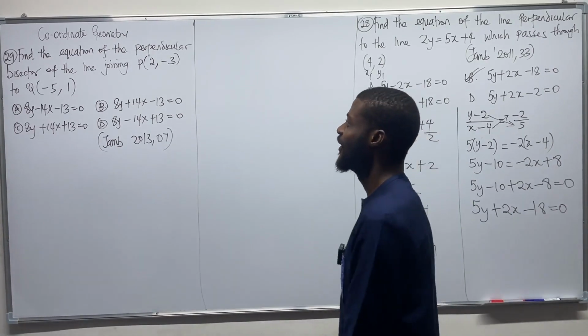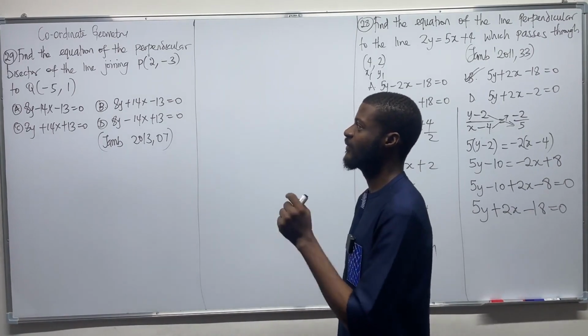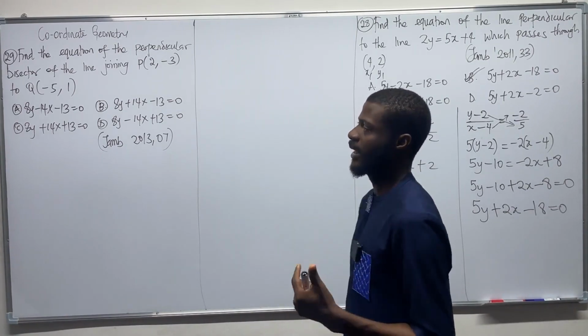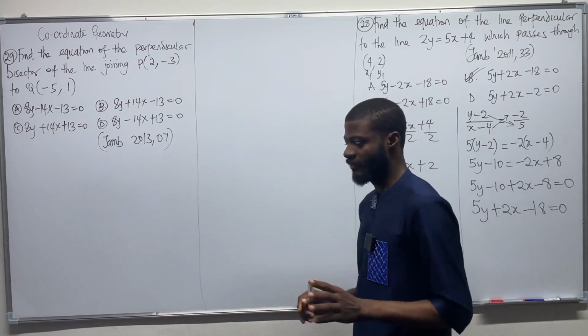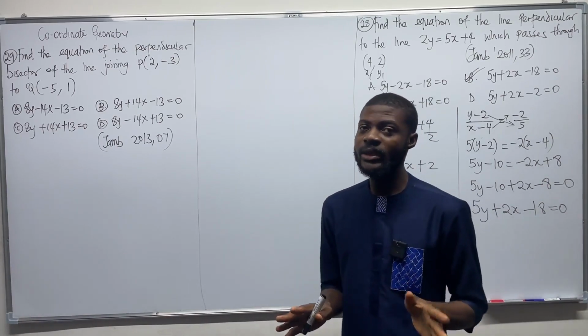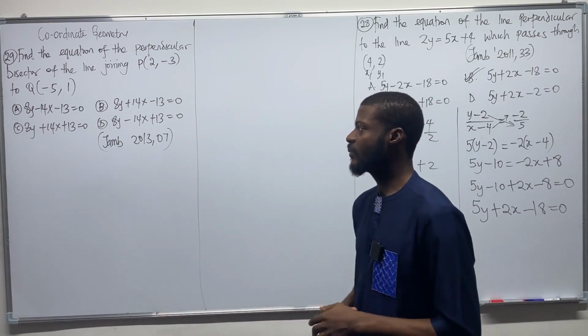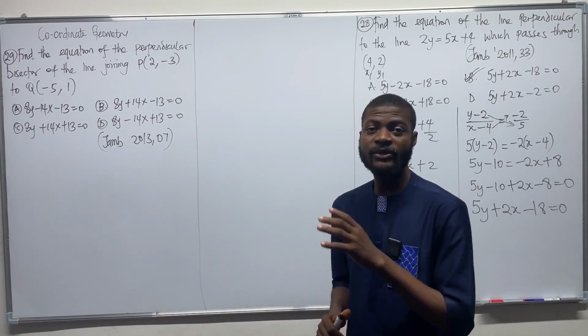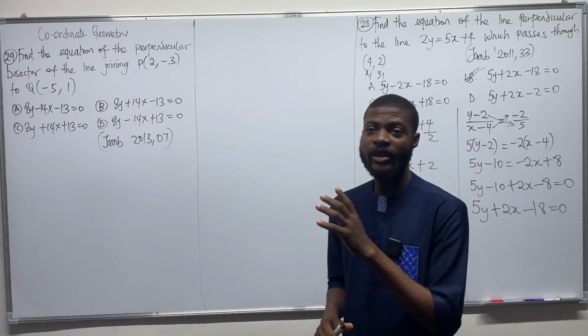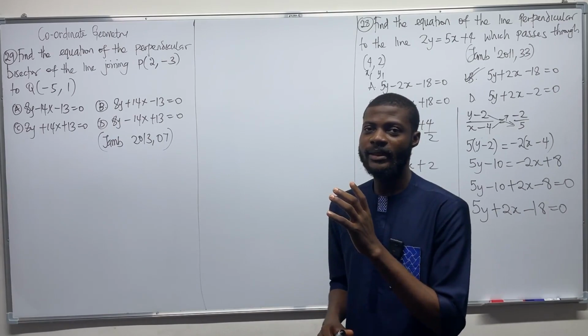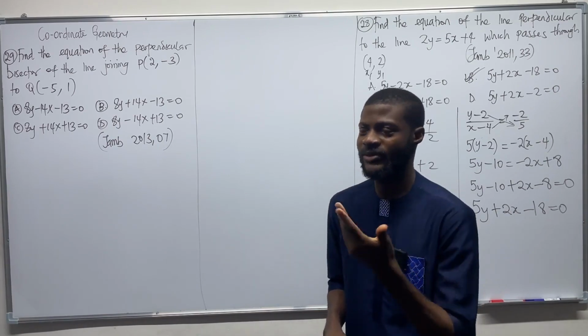Find the equation of the perpendicular bisector of the line joining 2, comma, minus 3, and minus 5, comma 1. This is a very exceptional problem. It is truly exceptional, and here's why. You have to understand some basic things before you solve this very problem. It came out in 2013. You need to be very, very careful. You need to understand coordinate geometry to solve this.